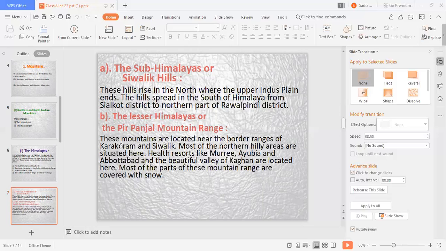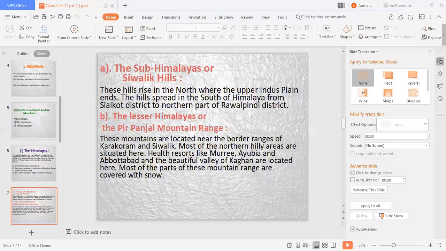यानी ये कराकोरम के बॉर्डर से स्टार्ट होती हैं और शिवालिक, ये शिवालिक रेंजेस कहलाती हैं। Most of the northern hilly areas are situated here. अब जो आप नॉर्दर्न एरियाज में जाते हैं, कागान वगैरह, तो वो सब यहीं पर हैं। Murree, Ayubia, Abbottabad and the beautiful valley of Kaghan all are located here. इसीलिए आप देखिए जब कागान, नारान या इधर आप जाते हैं तो आप उसे क्या बोलते हैं? नॉर्दर्न एरियाज। Is it clear? So look, most of the northern hilly areas are situated here, and these are the Murree, Ayubia, Abbottabad and beautiful valley of Kaghan, all are located in the Lesser Himalayas और पीर पंजाल माउंटेन्स.